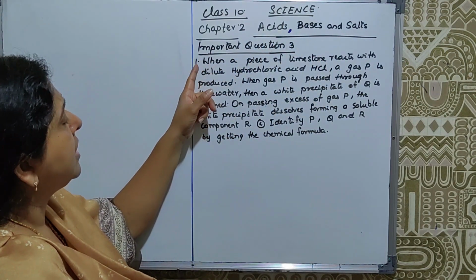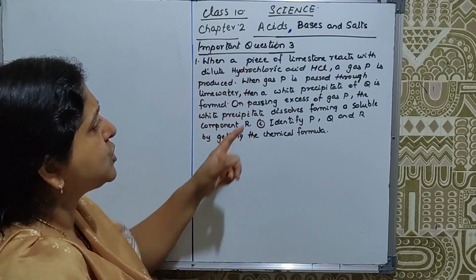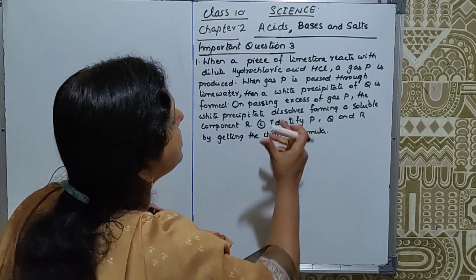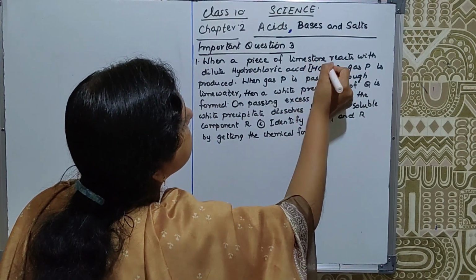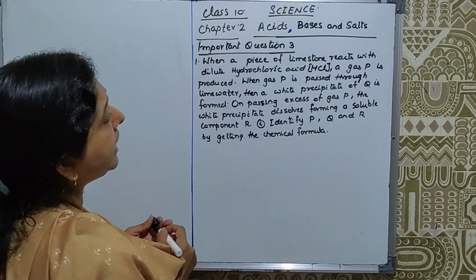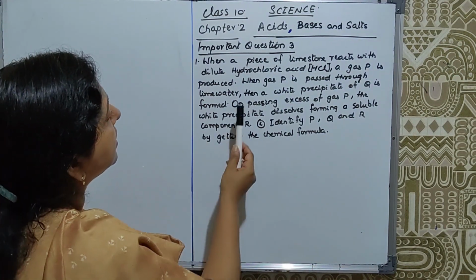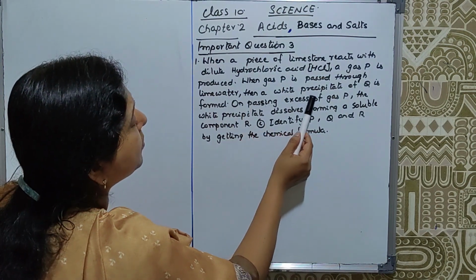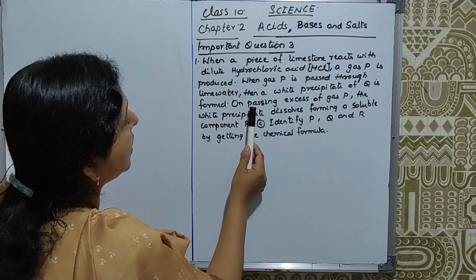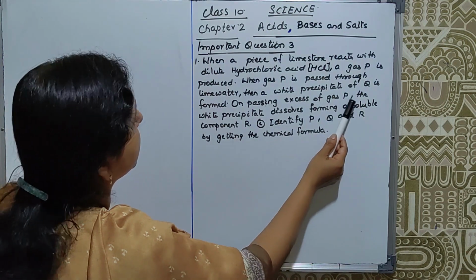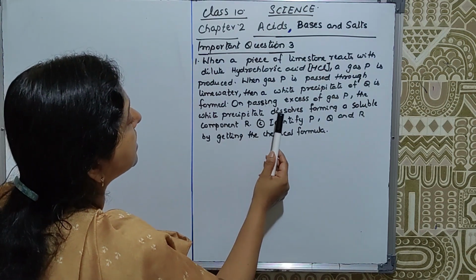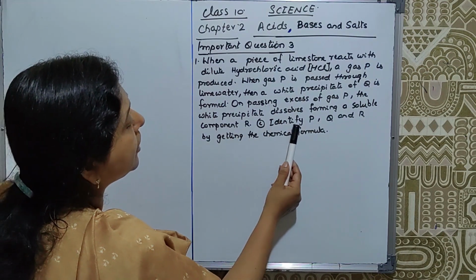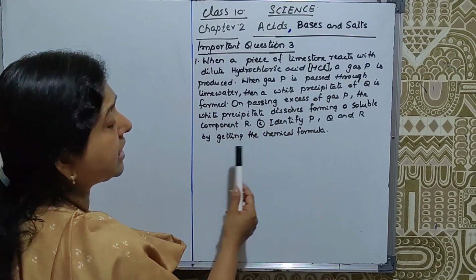Important question 3. First one: when a piece of limestone reacts with dilute hydrochloric acid, its symbol is HCl, a gas P is formed. When gas P is passed through lime water, a white precipitate of Q is formed. On passing excess of gas P, the white precipitate dissolves, forming a soluble compound R. Identify P, Q and R by giving the chemical formula.